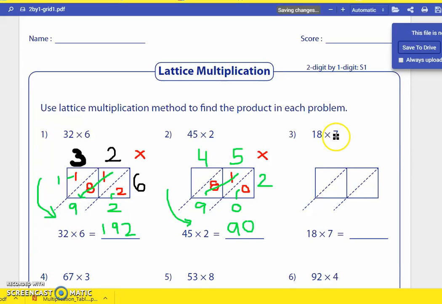Okay, let's do one more. Here we go. 18 times 7. All right? 18 times 7. Okay, with green. Put 1 here. 8 here.